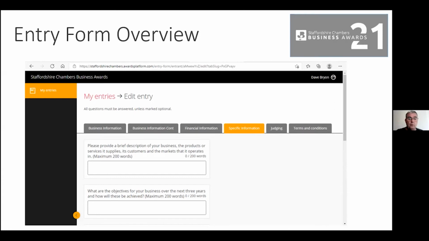Again, we can use bullet points of what you actually do, what your sector is, and how it operates. It really just gives bullet points. Again, we're not looking for huge amounts of prose. It's key that we just have facts there, if you like. It really helps the judges understand that sector if they don't already.